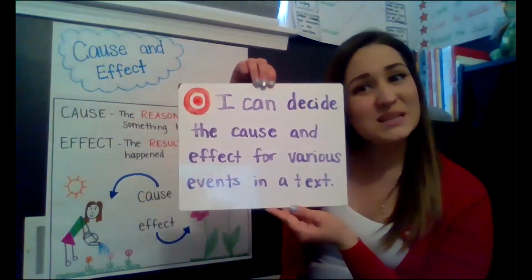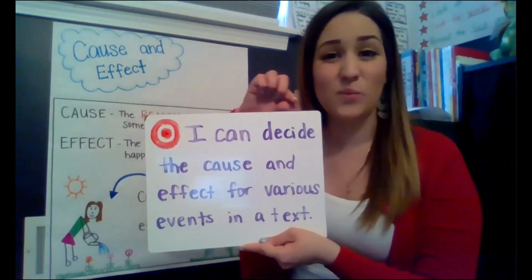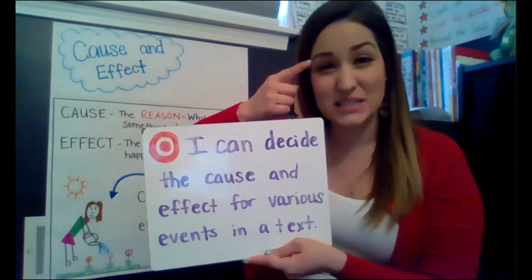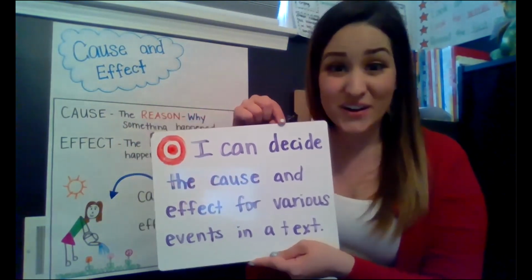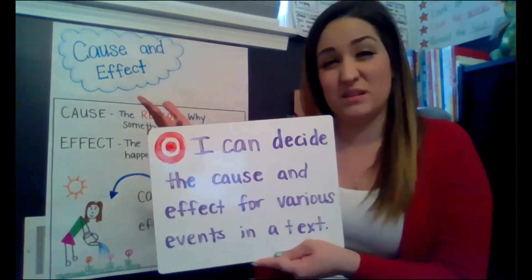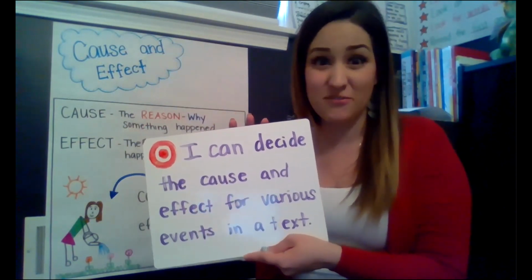Great. Whew. There's some big words in there that I want us to talk about together. We already know that the word decide means we have to think about it and make a decision. So I can decide the cause and effect for various events in a text. Various means that there's more than one. There's a lot of them. There's many events in the text that we can determine a cause and effect for.